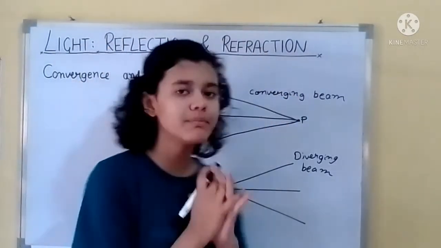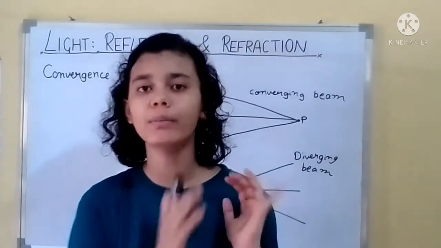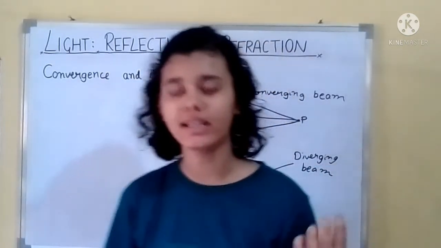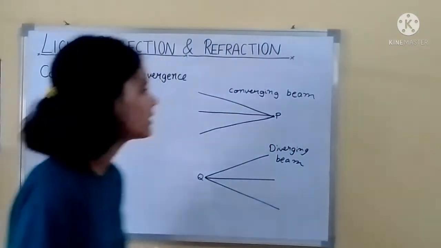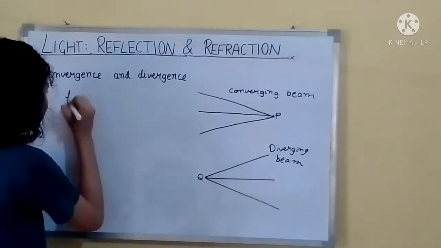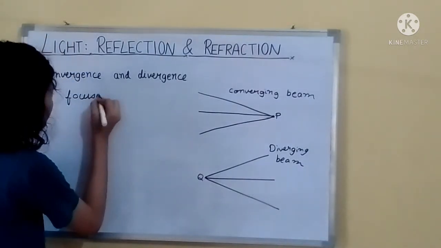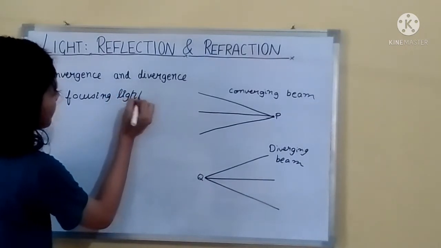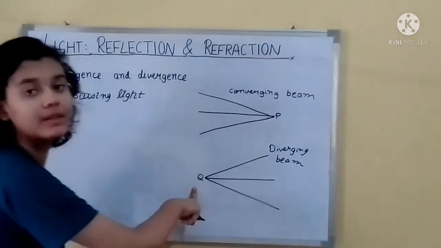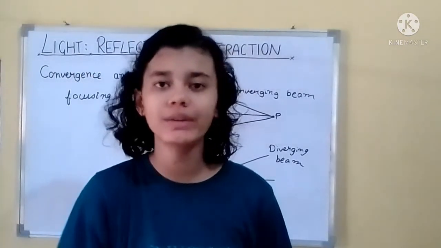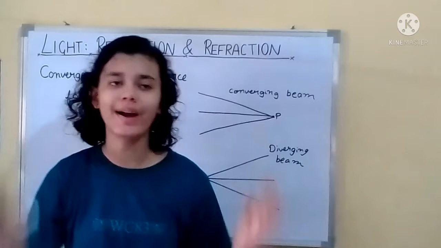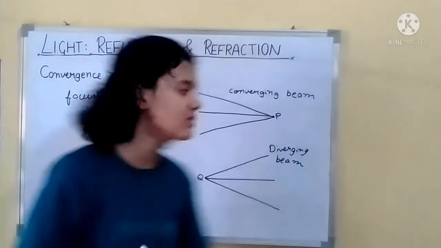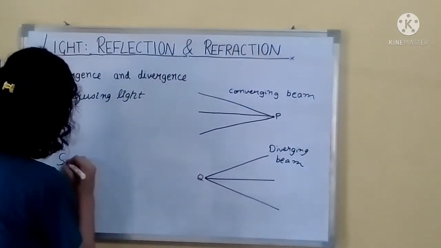So this is the diverging beam. Diverging beam means that from a point rays are getting separated, they are not converging at any point. So converging beam is for focusing light, and this diverging beam is used where we have to spread light in a wide area, like street lights, where we have to spread the light from a point only. So there it is used for spreading light.